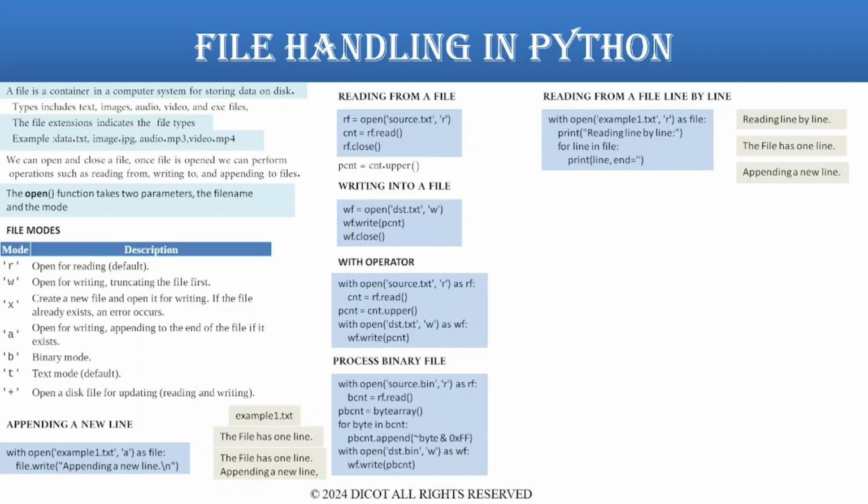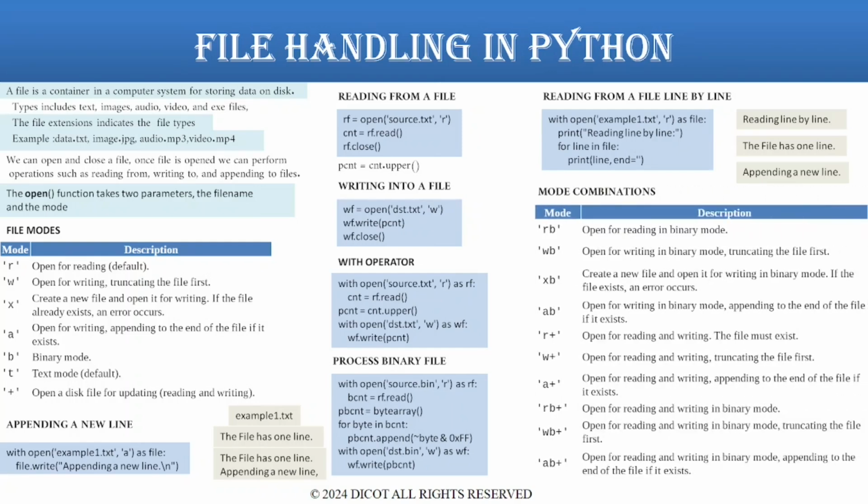Now let's see the different mode combinations for the open function. Mode parameter RB implies open for reading in binary mode. Mode parameter WB implies open for writing in binary mode, truncating the file first. Mode parameter XB implies create a new file and open it for writing in binary mode. If the file exists, throw an error. Mode parameter AB implies open for writing in binary mode, appending to the end of the file if it exists.